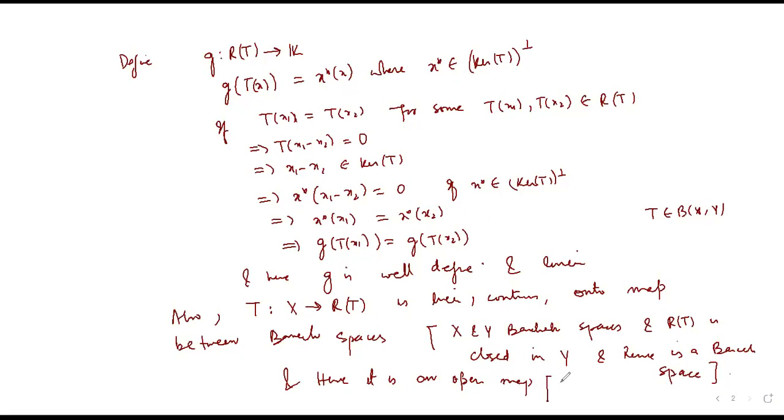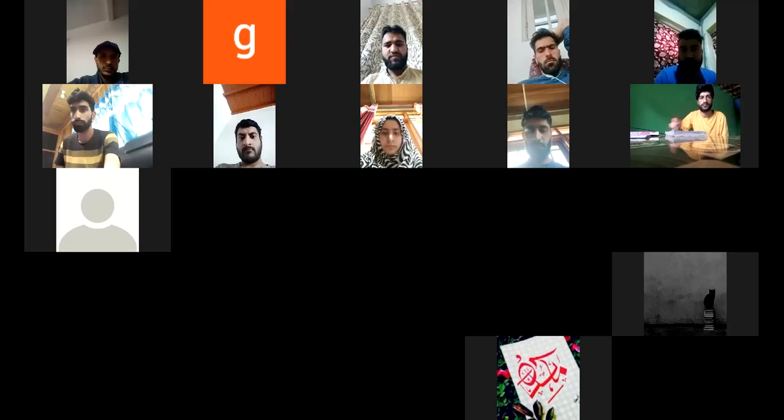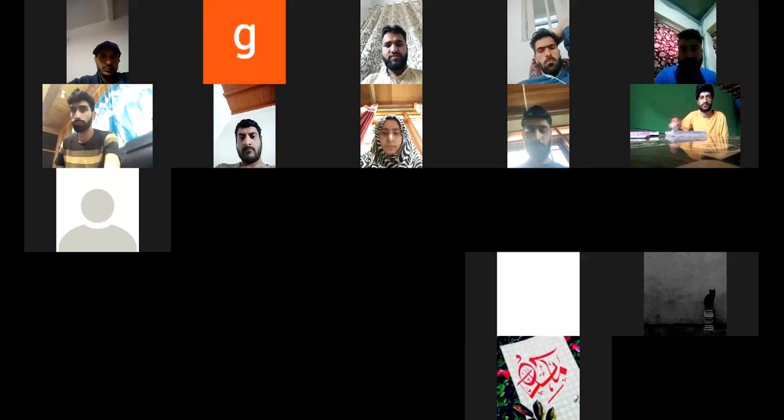Well, तुम्हें याद है open mapping theorem? Anybody remembers open mapping theorem? सो गए? Hello dear, सो गए सब? Anybody out of 24 awake? Open mapping theorem याद है? No, sir. Open mapping theorem याद नहीं है? No, sir. Okay.